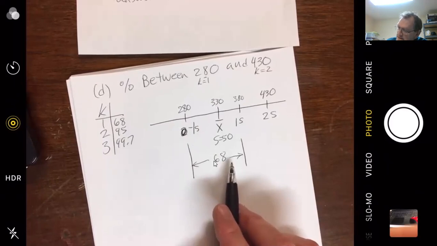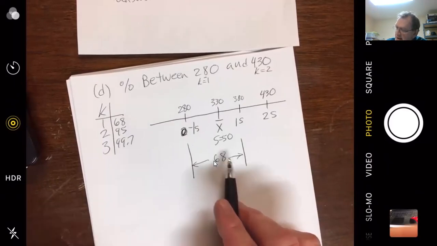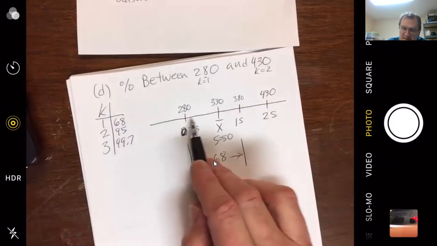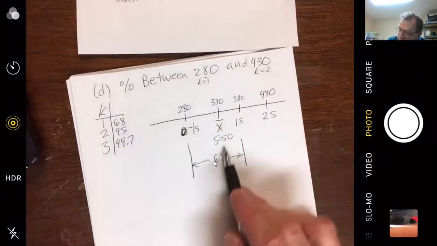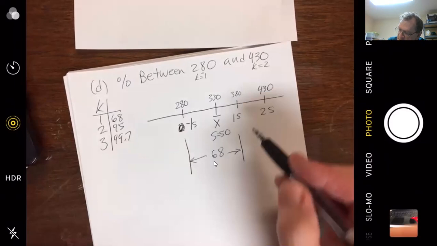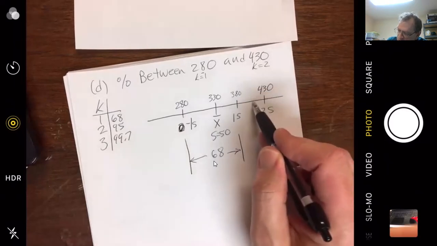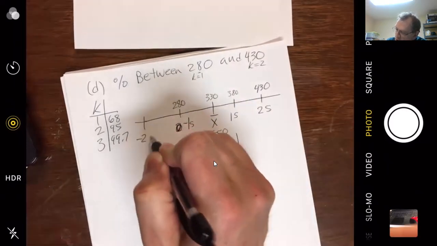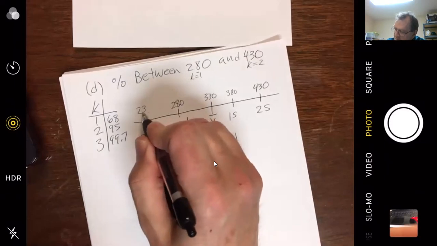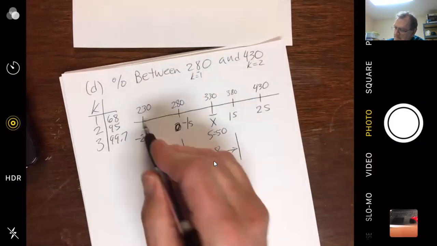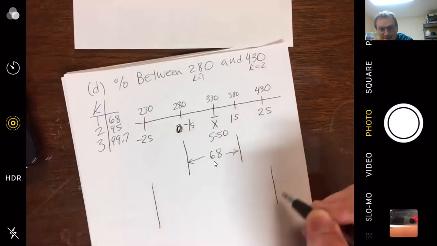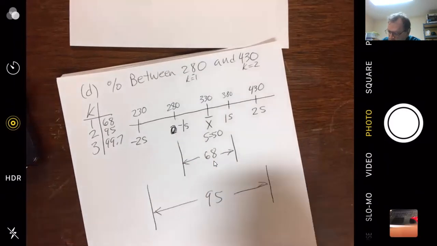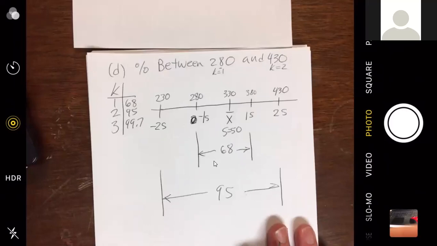If I run from 280 to 380, I got 68. So that's part of my answer, but I've got to come up with this extra piece. On the 2 interval, down 2, I think we had 230 further up the page. It'd be 100 down. So from here to here, you're at 95. Everybody see that? That lines up with that.